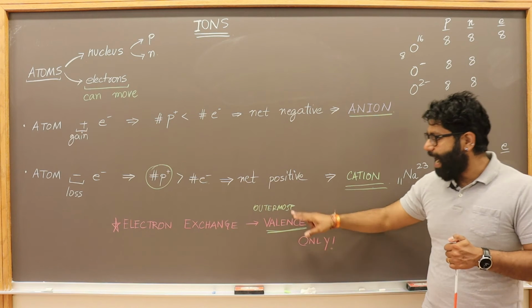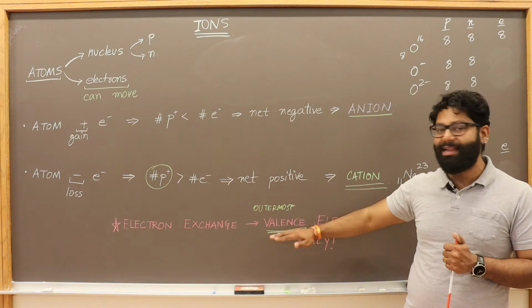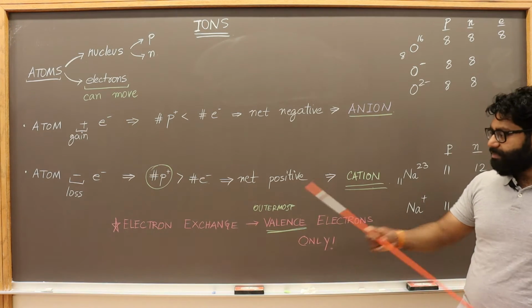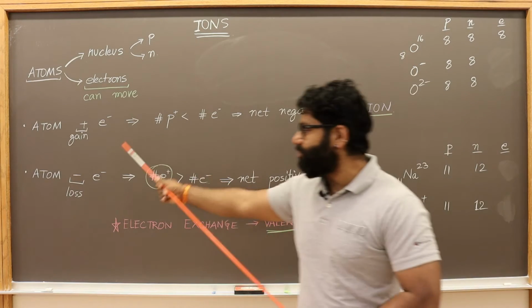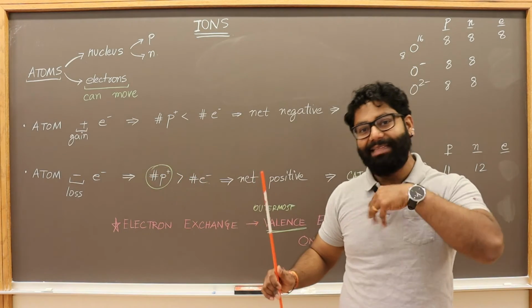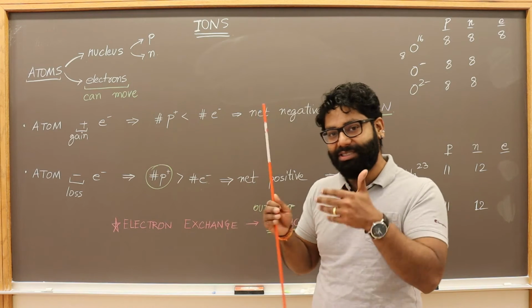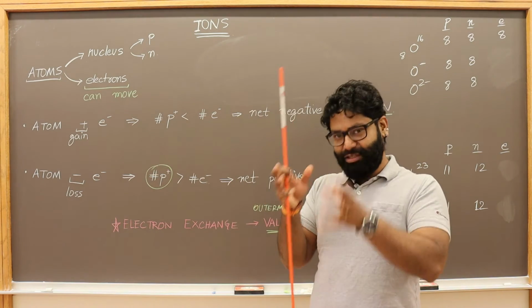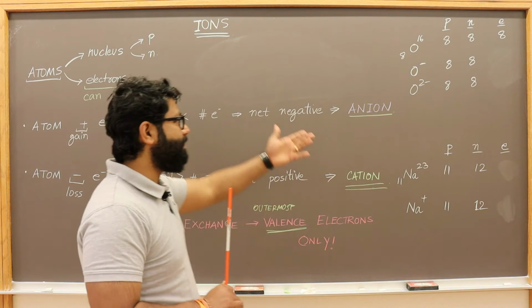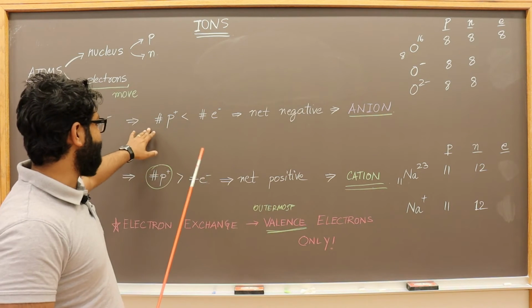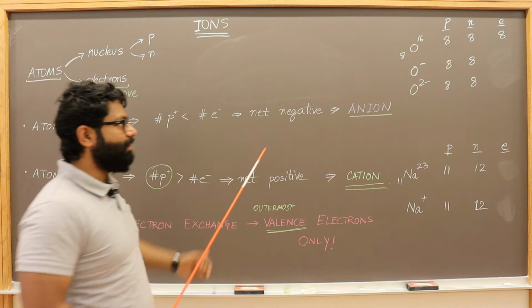Okay? Now, the outermost electrons are called valence electrons. Now, please keep in mind that all this exchange, the addition, the gain or the loss, both happen at the outermost shells only. The innermost shells are preserved. They don't change much. Okay? Let's take an example for calculating the number of electrons.